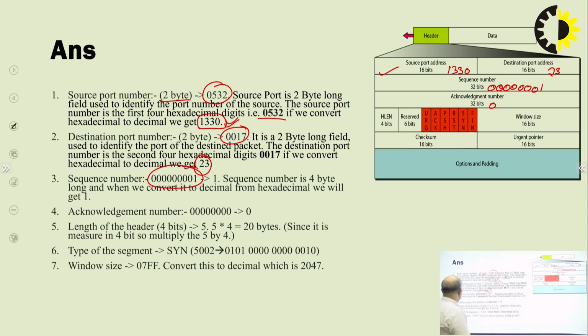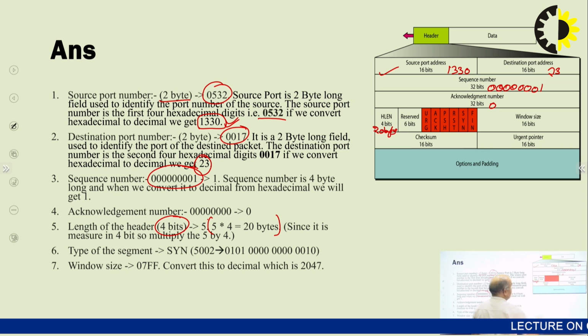Next, as per the questions, we have to identify the header length. The header length is 4 bits, and the value is 5. So this will come out as 4 into 5, that is 20 bytes. As I told you, the minimum length is 20 bytes and the maximum length is 60 bytes. So the header length will be 20 bytes here. The next 6 bits are reserved, so we are not going into that.